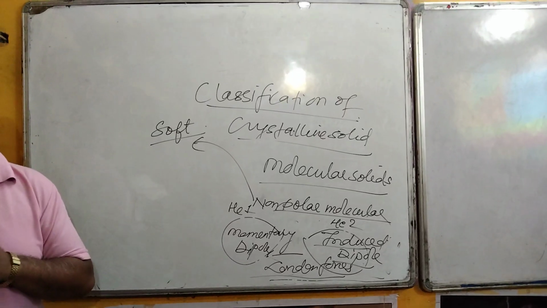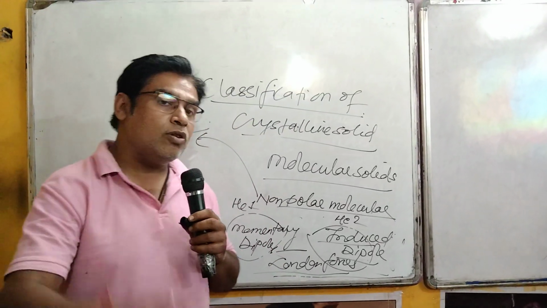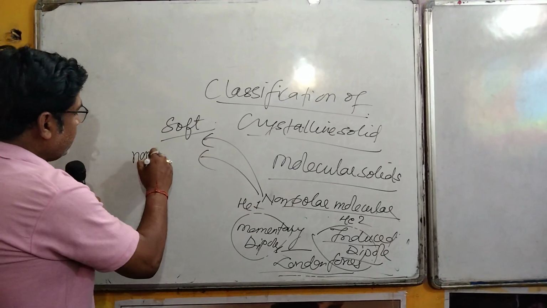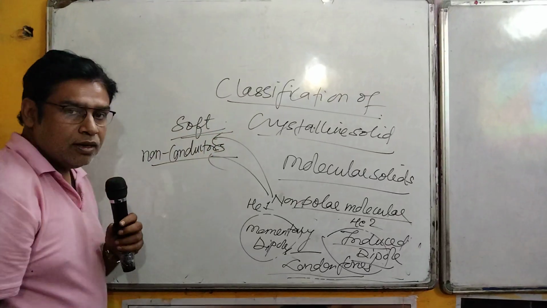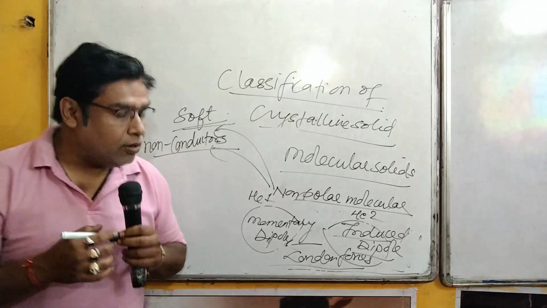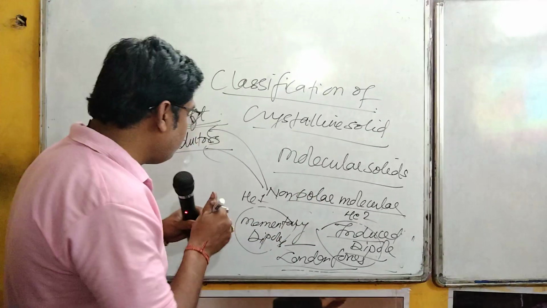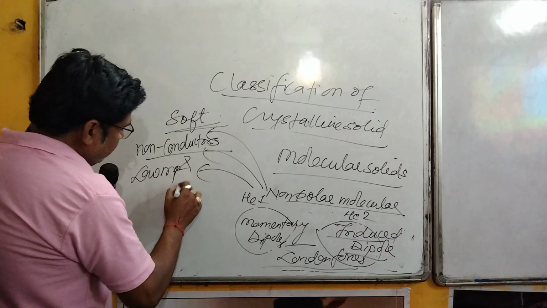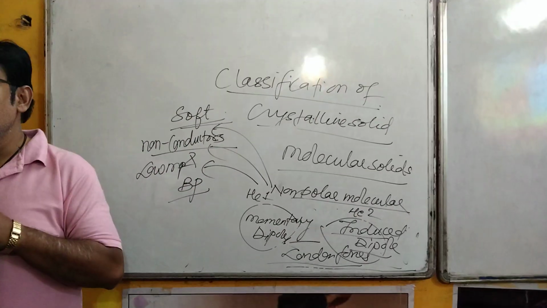Clear? And they can never turn out to be conductors. They are always non-conductors, because there are no free ions between them. And because they are soft, obviously they will have low melting point and boiling point.